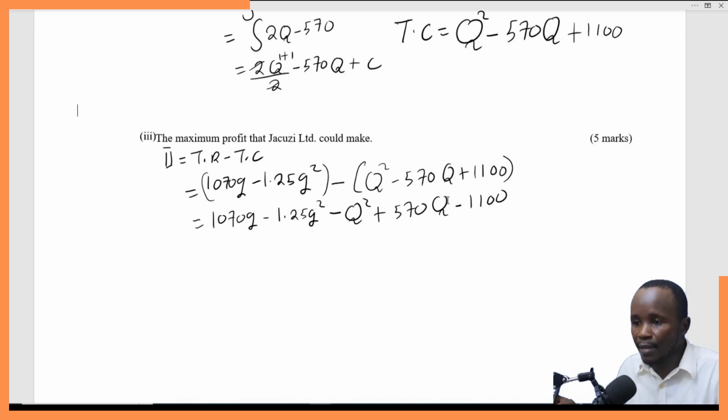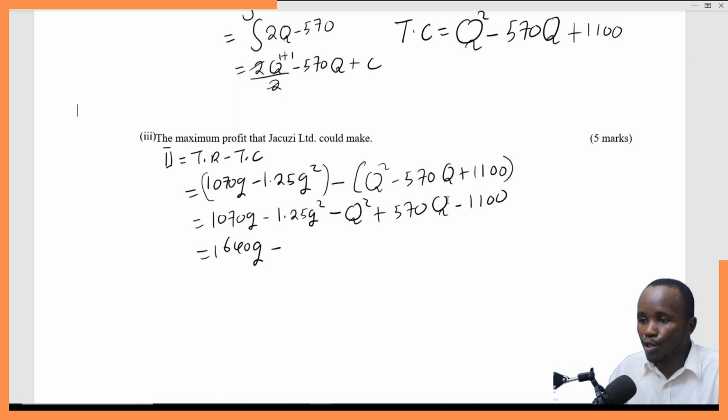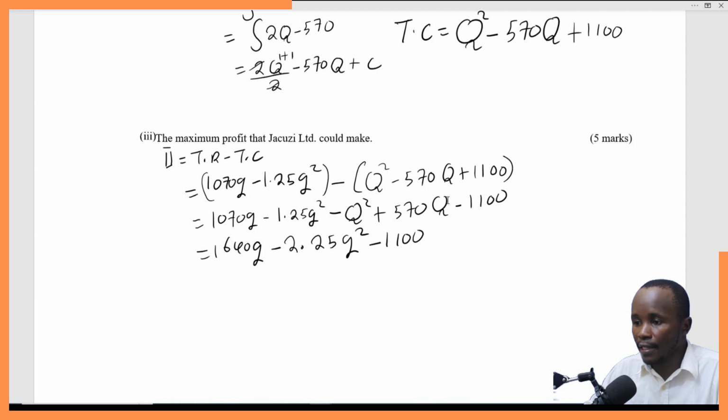Add the like terms, 1070 plus 570, this will give me 1640Q. Add these two, they should give me 2.25Q squared, then minus 1100.